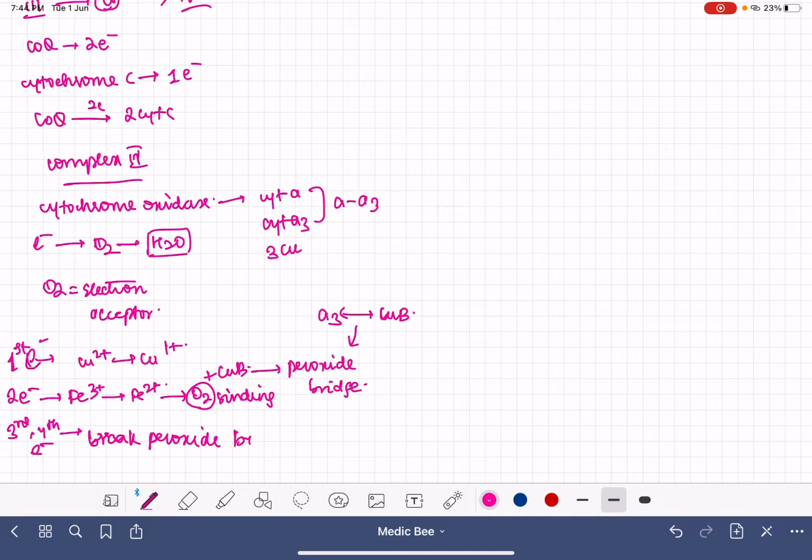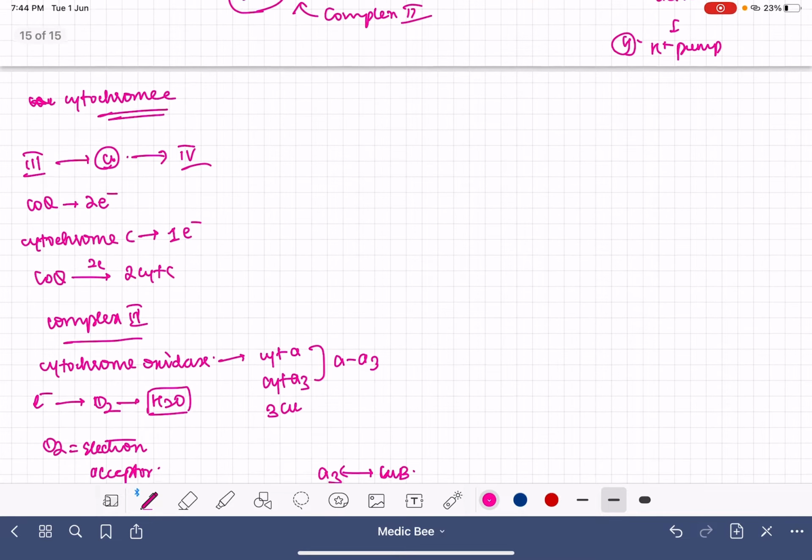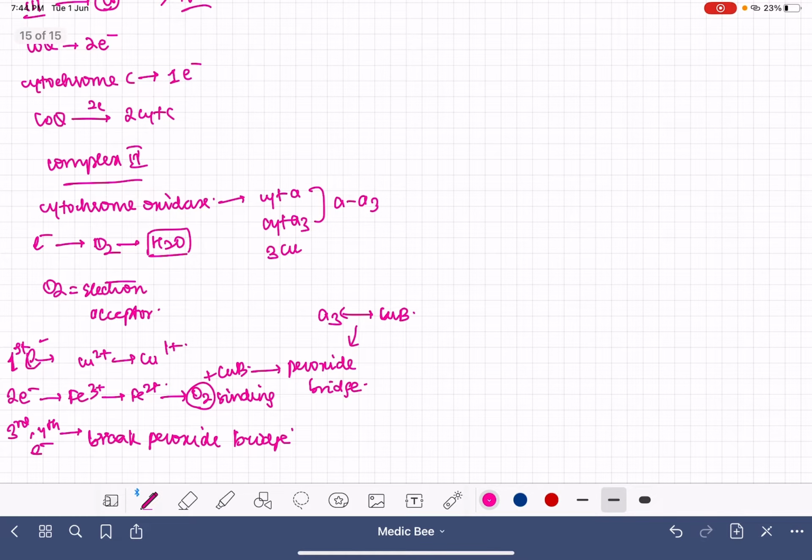So the first electron is used in converting cupric ions to cuprous. The second is used in converting ferric to ferrous. This ferrous state will bind oxygen. And lastly, the third and fourth electrons are used up in breaking the peroxide bridge. So at last, 4 protons are being used.